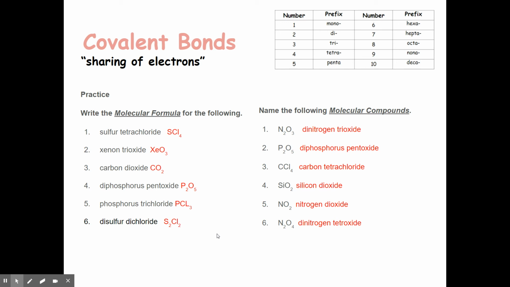For the second example, we have P2O5, so that's diphosphorus pentoxide. Again, notice that we dropped the A because we have AO. We don't need that combination. We only need one vowel there. And then we have carbon tetrachloride. That means one carbon and four chlorines. We have one silicon and two oxygens for silicon dioxide, one nitrogen and two oxygens for nitrogen dioxide. And then the next one, we have two nitrogens and four oxygens for dinitrogen tetroxide. Again, dropping that A because of the AO combination.